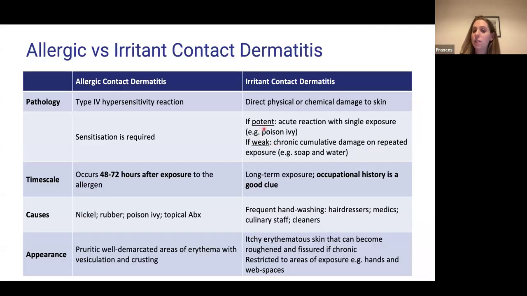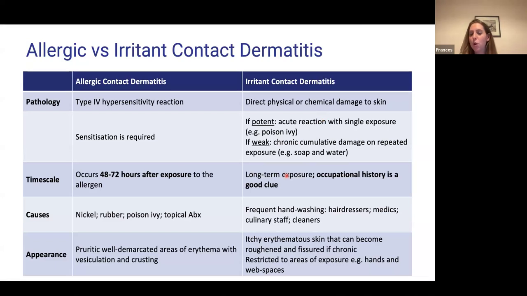If it's a really potent substance like poison ivy, this can mean that you get an acute reaction with a single exposure. So poison ivy is a little bit confusing because it can be an irritant, but it can also be an allergic contact dermatitis as well. So just be aware of that. But essentially, all of us would respond to poison ivy to some degree, and that's what makes it an irritant contact dermatitis. This is happening over long-term exposure typically.